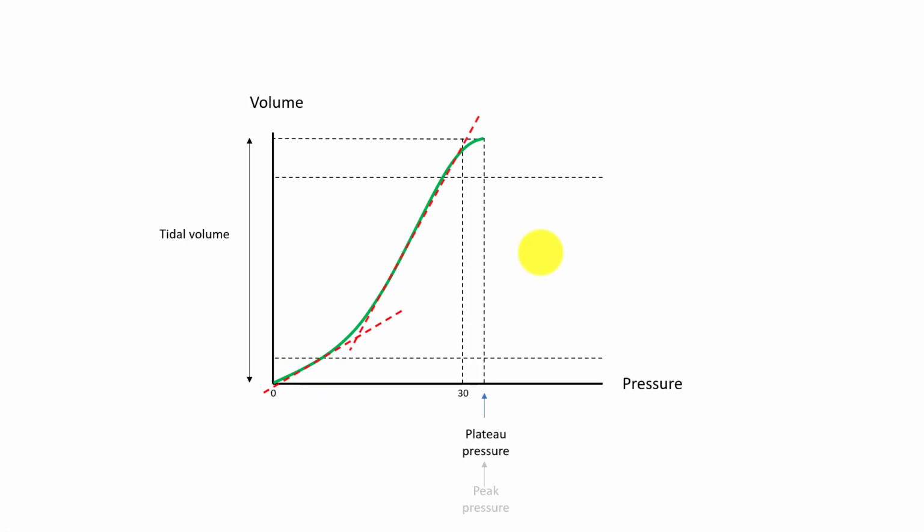You draw 2 tangents as per the curve, and the intersection point will be your lower inflection point. Ideally, you want to go up by 2 centimeters of water above the lower inflection point, which is the optimal PEEP.